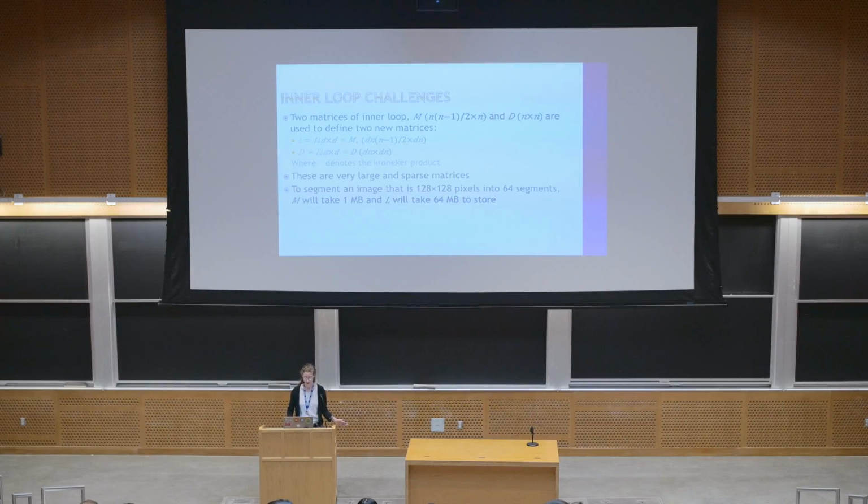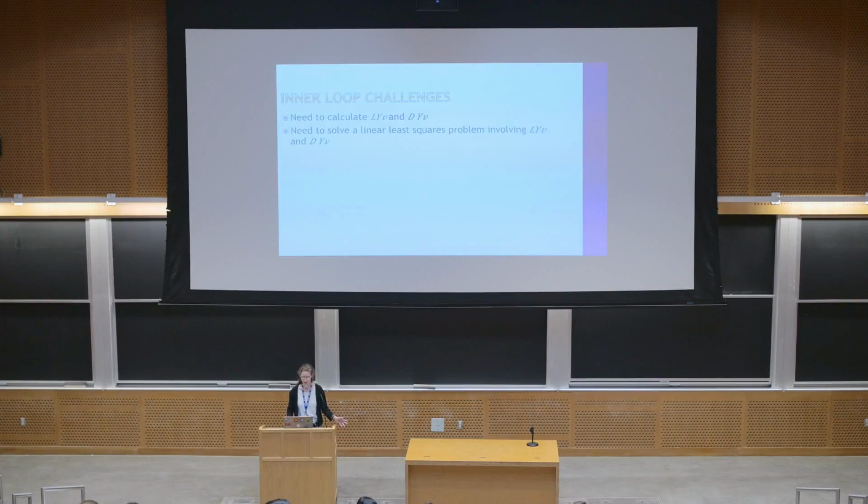These are very, very large and sparse, and to segment an image that is 128 by 128 pixels into 64 segments, M will take 1 megabyte and L will take 64 megabytes to store, and now we want to put these along the diagonal of an even bigger matrix, so it's going to take a lot of memory. Not only that, but we have to do matrix-vector products with these huge matrices, which also is not going to be very efficient. And we need to solve a linear least squares problem with these two matrices.